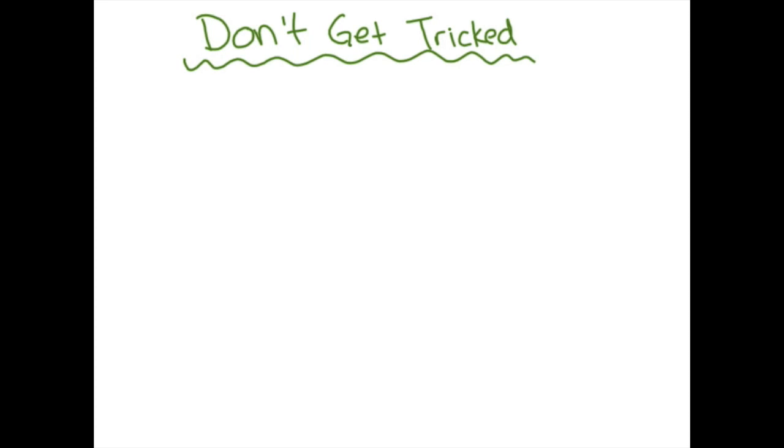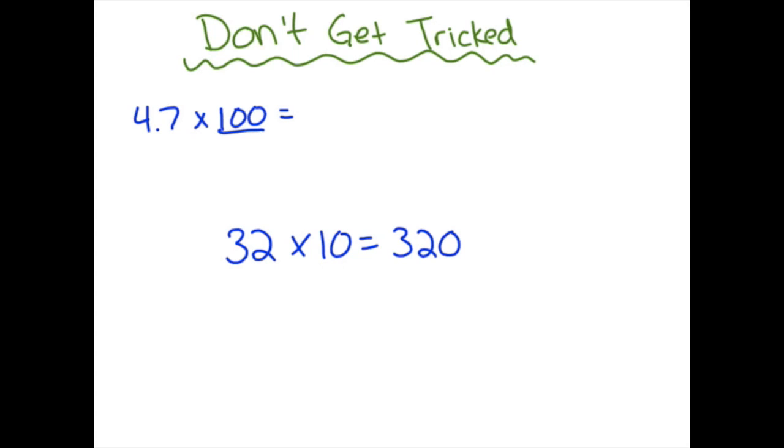Let's look at the problem 4.7 times 100. Now this goes back to Unit 1 where we learned how to multiply and divide by tens, hundreds, and thousands. When we're multiplying times 100, our number is going to be 100 times bigger. This means that we want a 100 4.7s. And we know with a number like 32, say we're to do 32 times 10, my answer would be 320 because I have 32 tens. And we're going to be adding a place value.